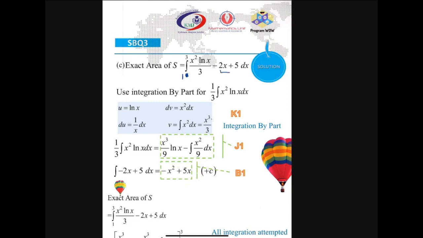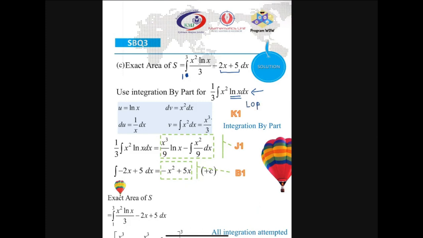For the latter part, minus 2x plus 5, we don't have a problem integrating that part. But for the first function, x squared ln x, we cannot integrate this directly as it involves multiplication of two different functions. We cannot solve this using substitution because we have ln here. So the only way to solve this is by using integration by parts. For integration by parts, first you have to choose your u. How do we choose u?